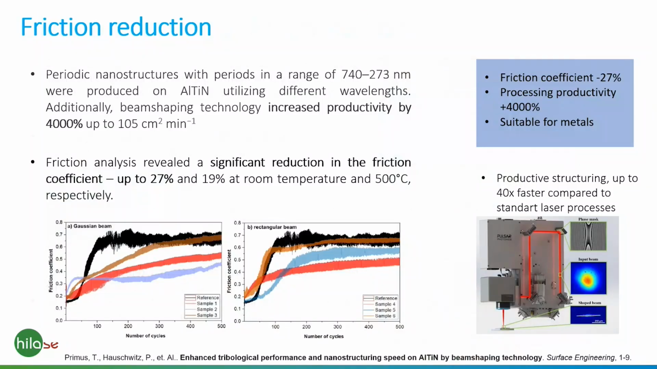And the last case study I would like to show you here is about friction reduction. This was cooperation with ČVUT, and we showed that structures on AlTiN coating, which was on tool steel, can improve the friction properties. The black color is here for a reference. All other colors are different laser structures. So again, we show that we can decrease the friction coefficient almost 30%. And compared to standard laser processes, again, we were like 40 times faster.